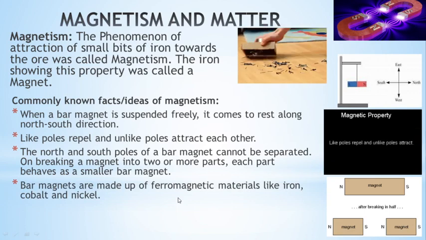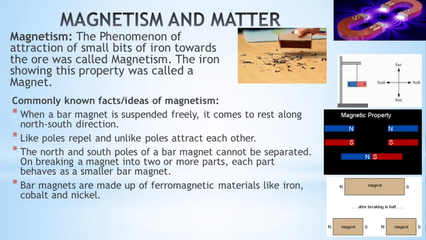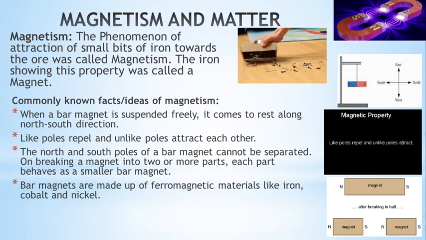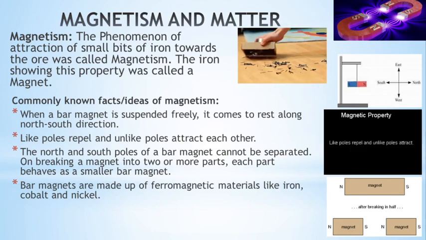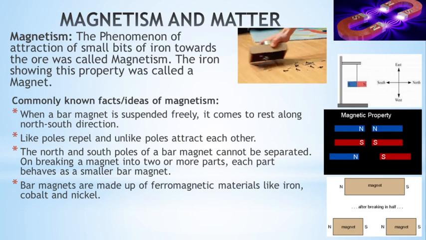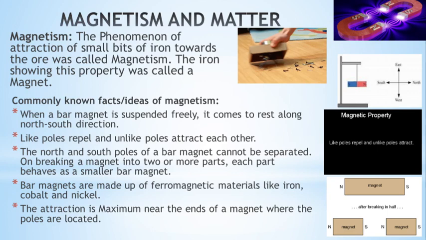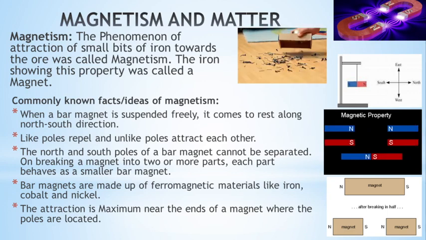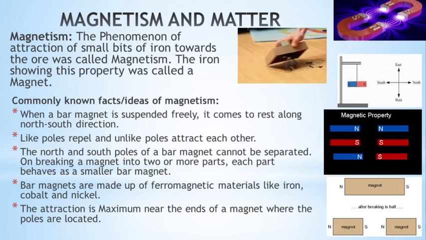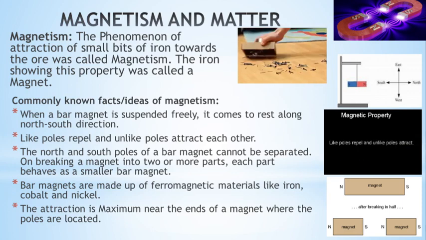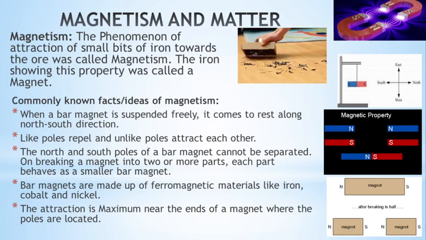Fourth one, bar magnets are made up of materials like iron, cobalt and nickel. From these ferromagnetic materials, bar magnets are made. And the attractive power of a magnet is maximum at the ends of the magnet. Okay, these are the common facts or ideas which you have learnt in your earlier classes also.